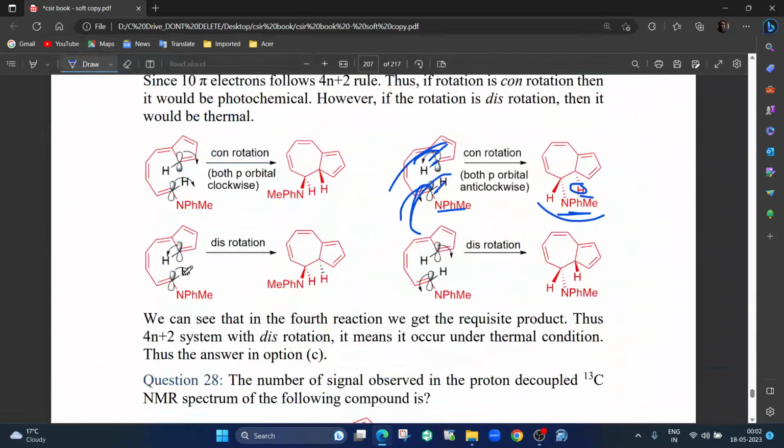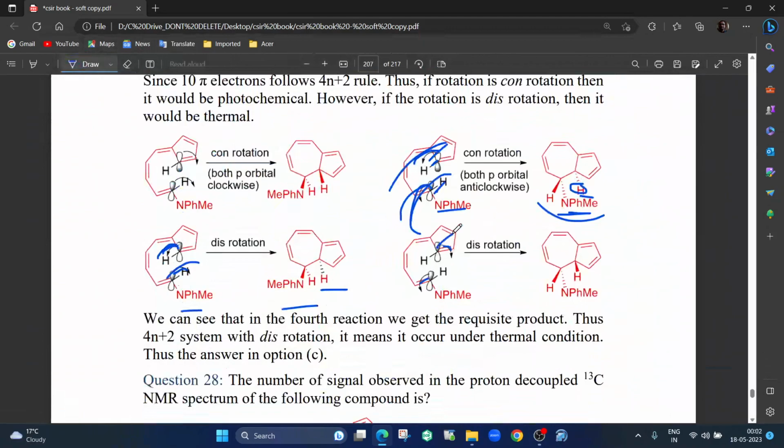Now for this rotation, one of them will go clockwise, one of them will go anti-clockwise. So imagine this is going clockwise, and this is going anti-clockwise. Then what happens? You're rotating outside, so H is going away from the viewer, inside. You're rotating it inside, so H is going inside and NPh is coming outside. So getting this, but the product did not show that, and the answer was N away from the viewer, H towards the viewer.